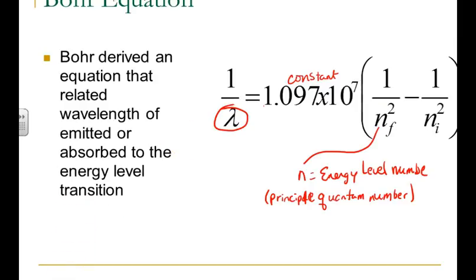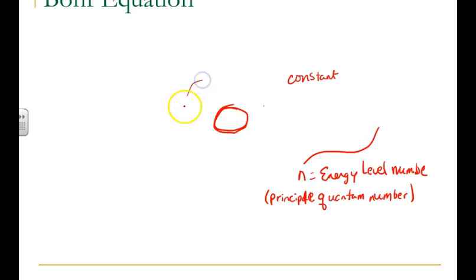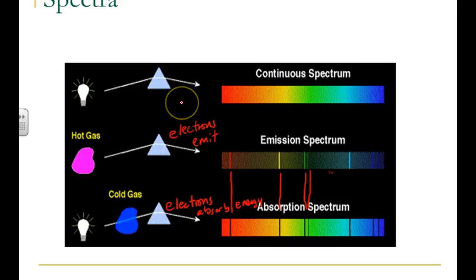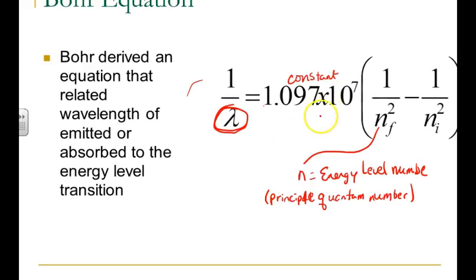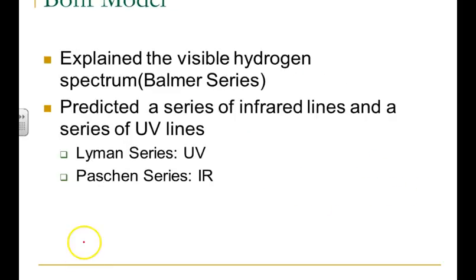Now we're not going to do any actual calculations with this particular equation in this course. Just note that Bohr was able to derive an equation relating the wavelength of light to the energy levels that the electrons are moving in between. And there was a very definite relationship. He explained the visible spectrum.